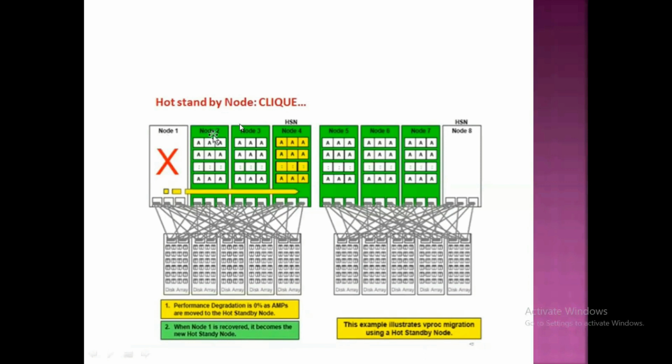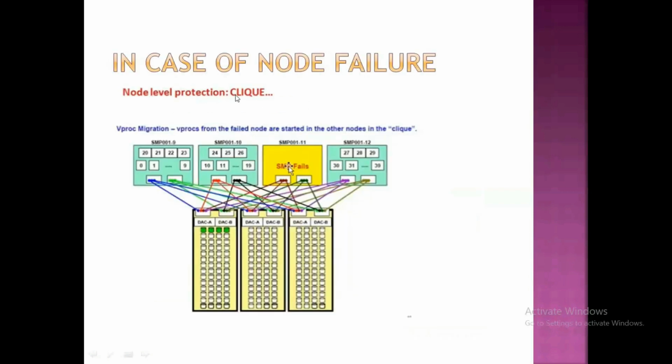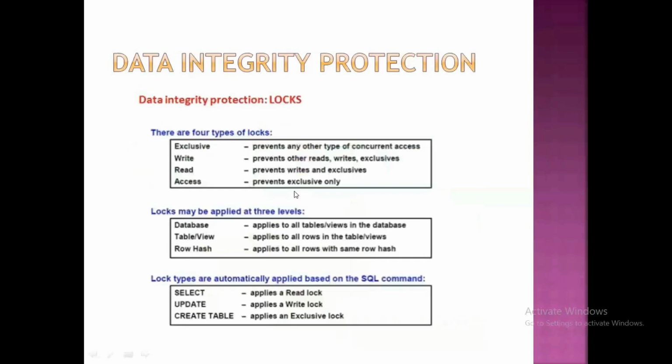If any of the nodes fails, whatever the database is processing will be transferred to this particular node. Then the failed one will become the hot standby node. So this is how the clique concept is maintained. In case of node failure, the work will be transferred to the other node, whatever was handled by this disk and everything. So there won't be any failure.